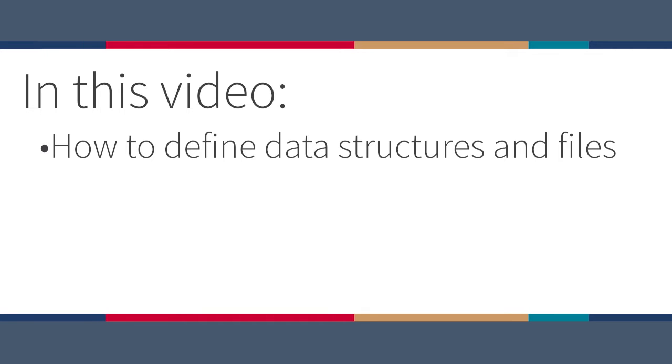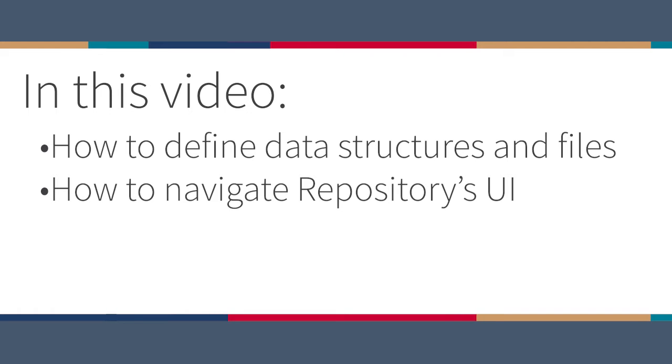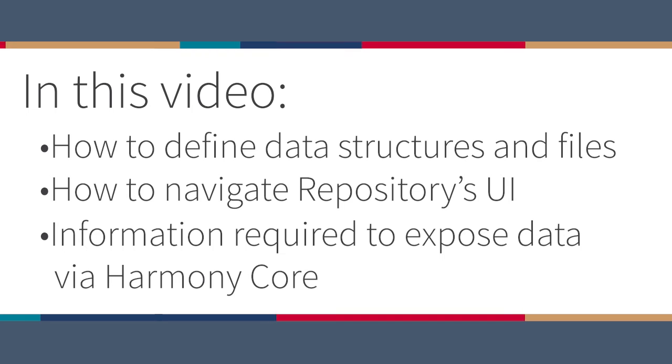database. In this video, you'll learn how to create a repository and define your data structures and files within the repository application, with a specific focus on preparing your structure and file definitions for use by Harmony Core. By the end of the demo, you'll know how to navigate the repository user interface and what you will need to include in your setup to allow CodeGen to generate source code for a Harmony Core web service.